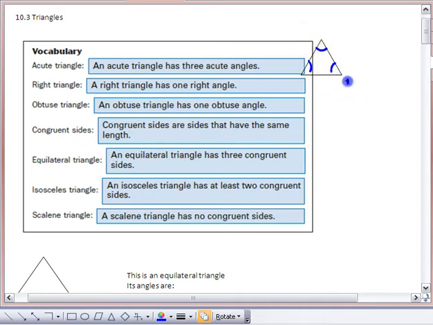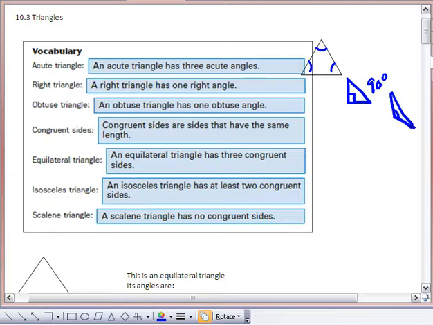Now a right triangle is a triangle that has one right angle. So it has one 90-degree angle. And that makes it a right triangle. A triangle that has one obtuse angle, which is an angle that's more than 90 degrees, makes it an obtuse triangle.